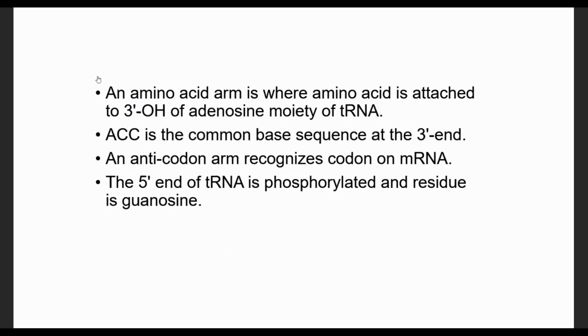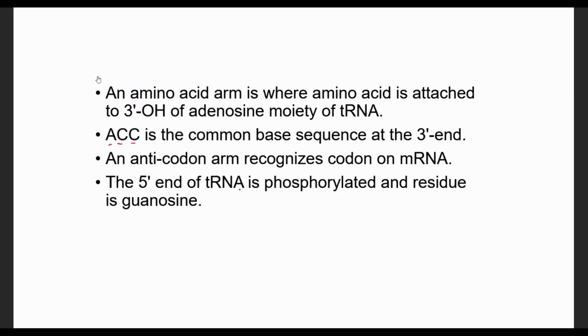Okay, the amino acid binding arm is for amino acid attachment to the 3' OH group of this transfer RNA. The 3' end of transfer RNA contains these three bases, adenine, cytosine, and cytosine. They are found at the 3' end and bind the amino acid and transfer it to the protein synthesis site. The anticodon arm is important to recognize the codon region on messenger RNA. As a result, it transfers amino acid to this peptide chain.